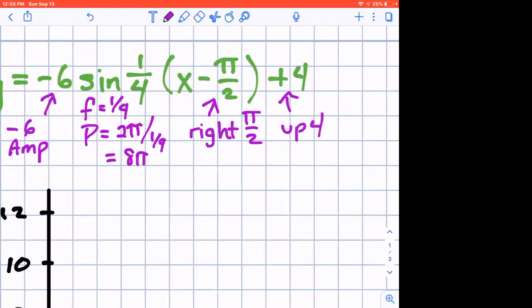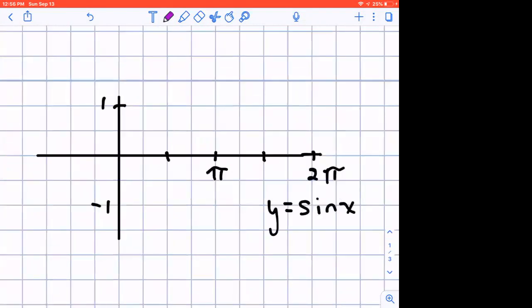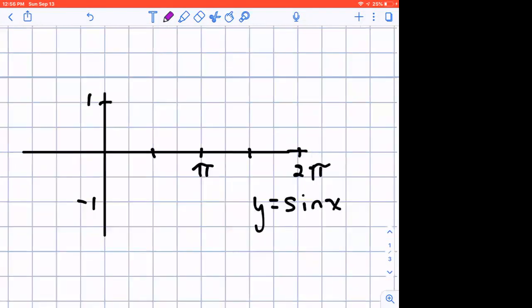Now, notice that because both the period and the shift are in pi, your x-axis is going to be labeled in pi. Before we go on, let's remind ourselves that we have to deal with y equals sine x. Sine x starts at (0, 0). This is just a regular parent function. It starts at (0, 0), winds up at (pi, 0), and winds up at (2 pi, 0). In between those, it goes up to 1, and then it goes down to -1.